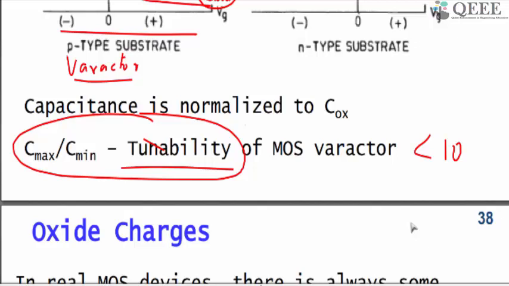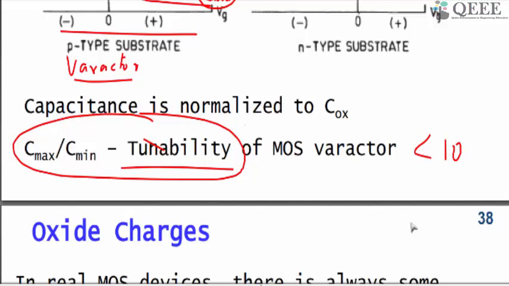So now the question is, where does this charge come from? Because oxide is an amorphous material, there could be traps existing inside the oxide. These traps are similar to what we saw in the Shockley-Read-Hall process in the bulk semiconductor.